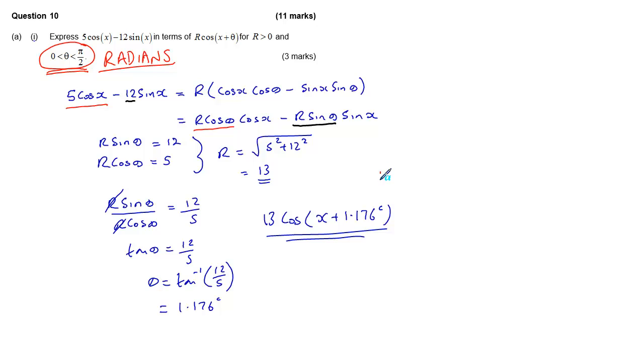Now just note here that I've put a C for circular measure, but you don't have to put any sort of symbol at all for radians. Radians are just numbers, so it's perfectly acceptable to just put 1.176.